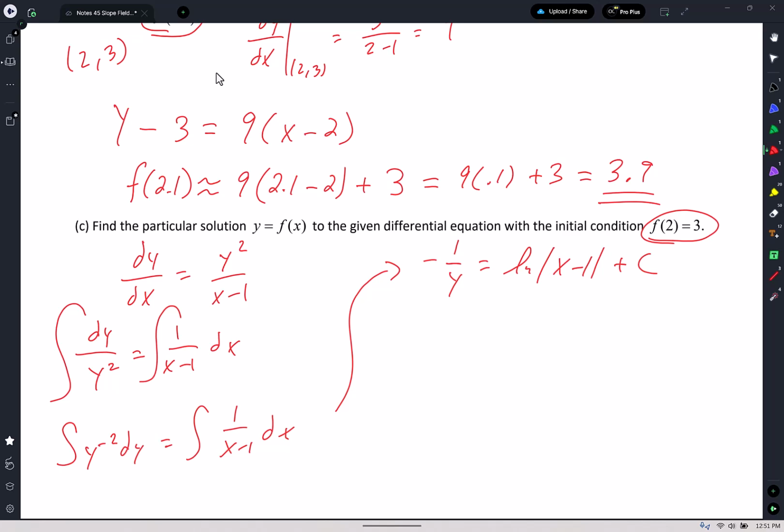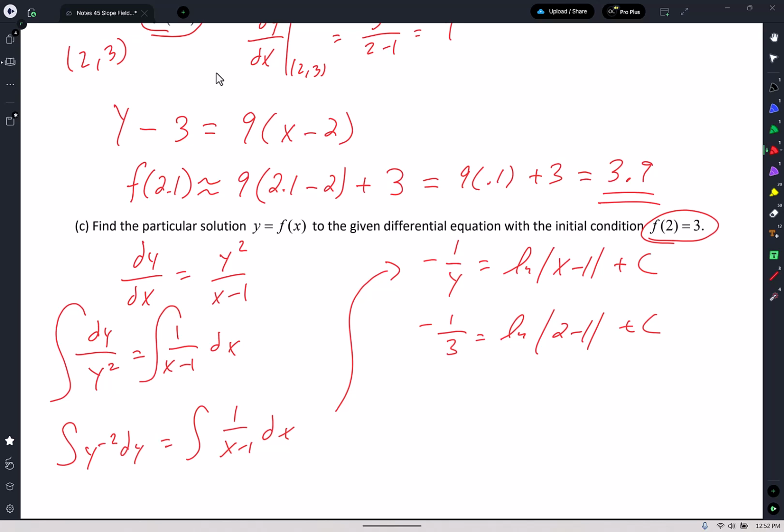I'm going to use this point (2, 3), and no demerit. You're going to make me yawn. I'm going to use this point to figure out what c is. So negative 1 over 3 equals, now I want to yawn, ln of 2 minus 1 plus c. That's a demerit, sir. Yeah, no, you guys made me yawn, man. All right. Well, she started it, and then, yeah.